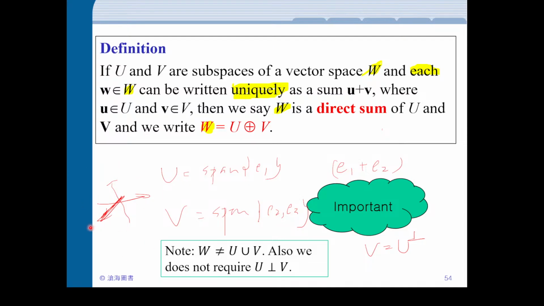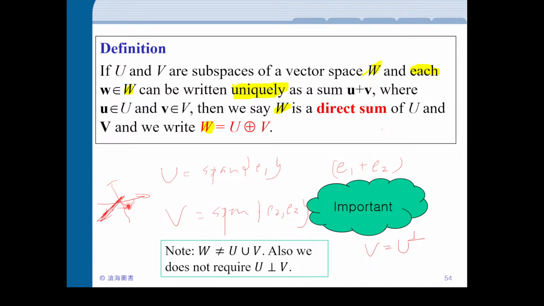But the thing I want to say here is W is not the union of U and V. Say you can have this (1, 1, 0) vector here, some vector inside the xy plane, and it's not in U and not in V. But it's a linear combination of something in U and something in V, this x and this y. So this is the first note.